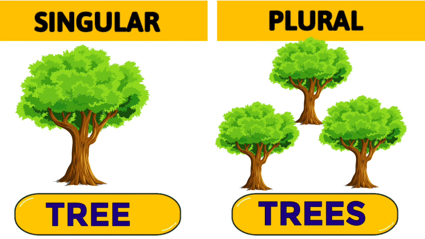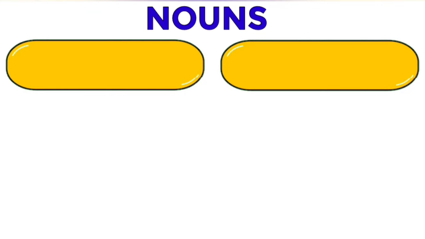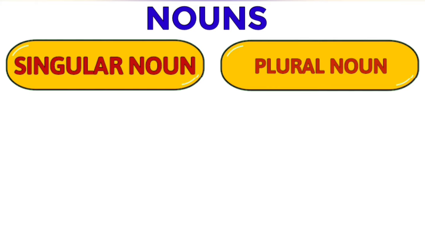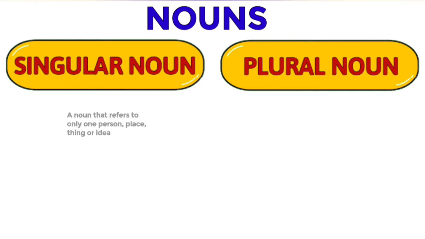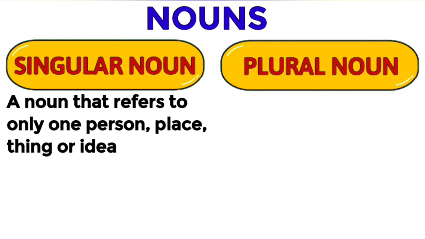Singular noun and plural noun. Number nouns. Number nouns are primarily of two types, singular noun and plural noun. A noun that refers to only one person, place, thing or idea is called a singular noun.